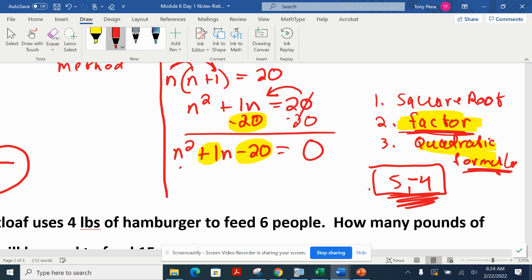So the first thing we would have done is we would write this as n plus 5, n minus 4, equals 0.